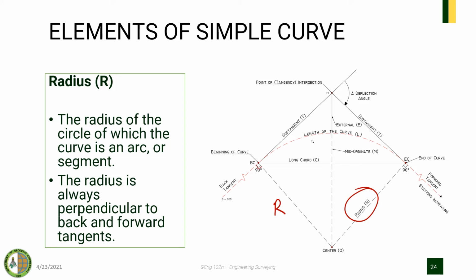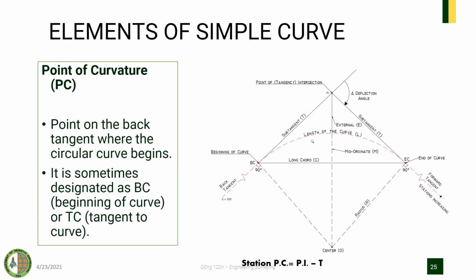Then we have the point of curvature, which is this one, or station BC. It is the point on the back tangent where the circular curve begins. So again, BC or PC is a point, and it is computed by station PI minus your subtangent to determine your station PC.